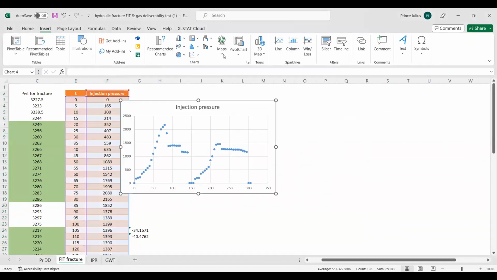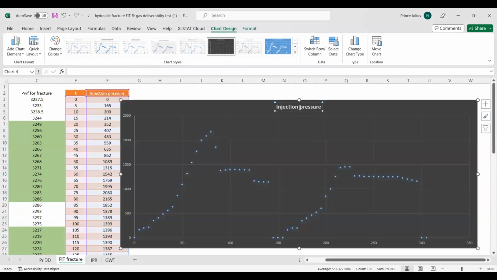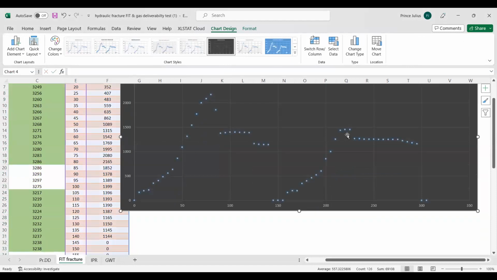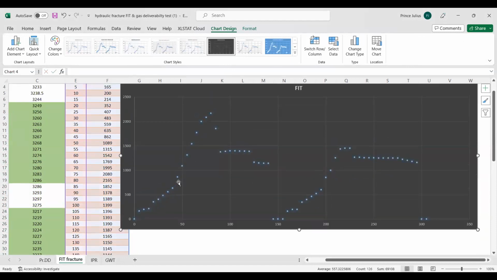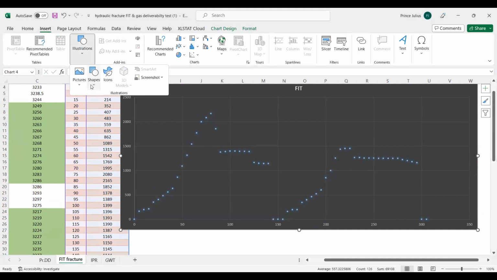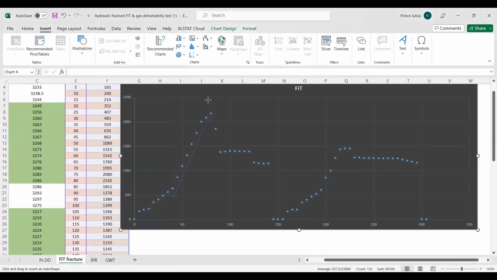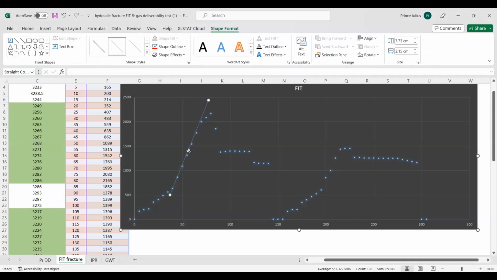You can see a graph. This is the formation integrity test, FIT. You can see that the pressure is changing while you're injecting fluids. Then from here onwards, the slope has changed. How do we know that the slope has changed? Let me connect the points with a scale, then we will know. Here you can see how the slope is increasing. I'll change the color of it.